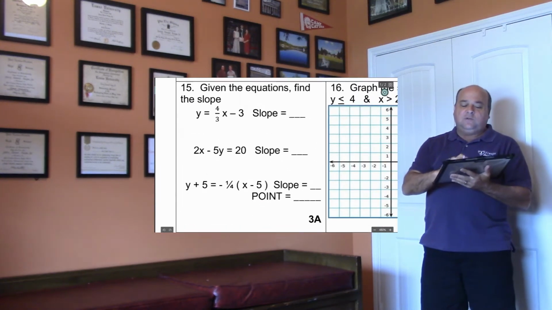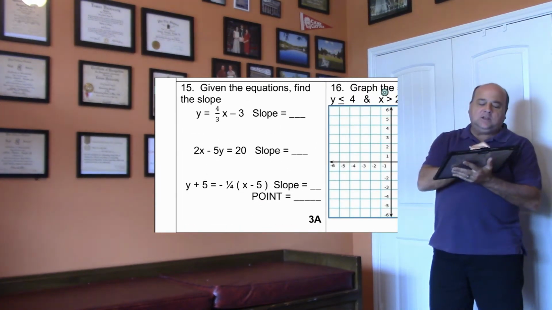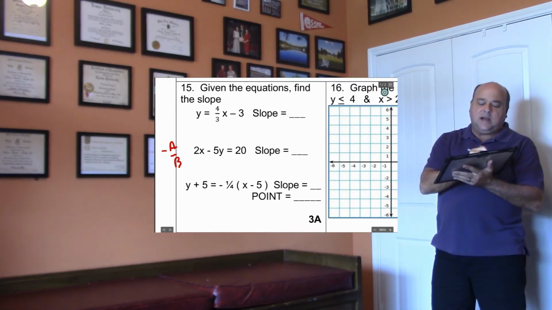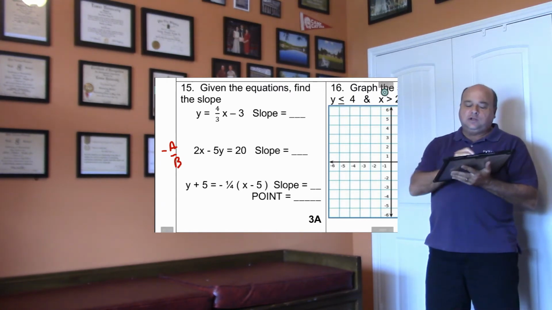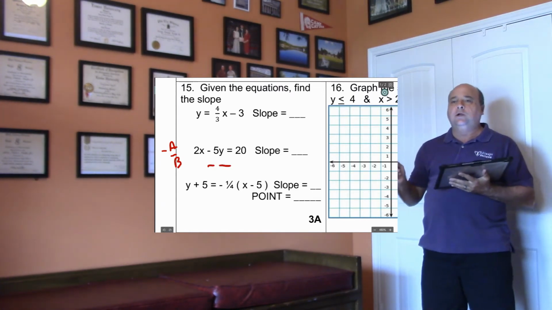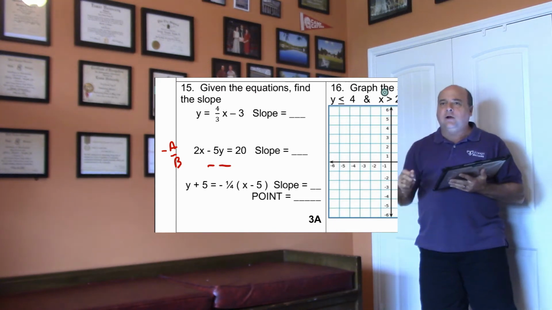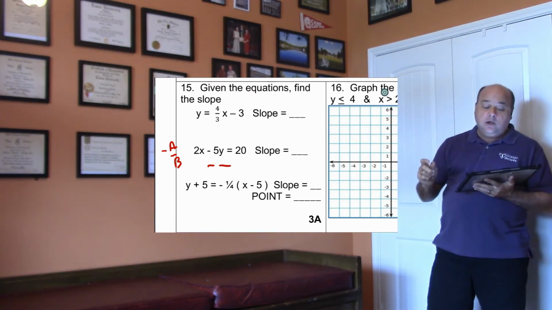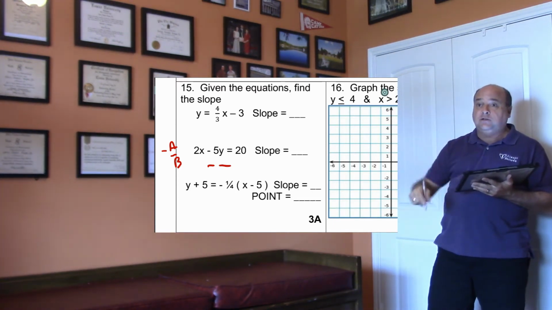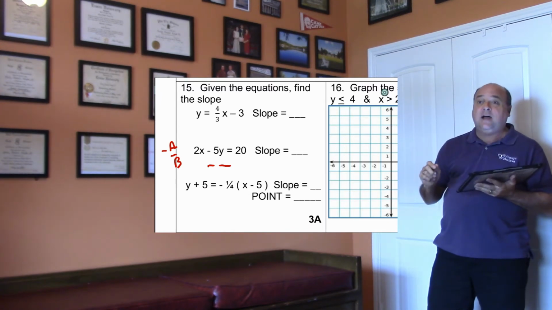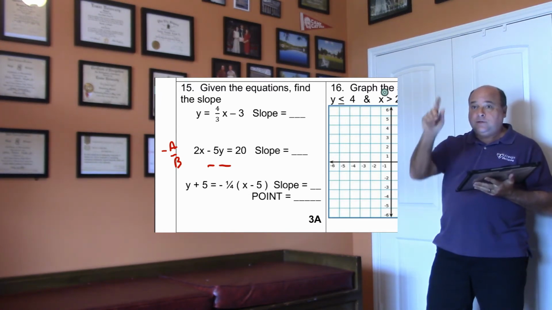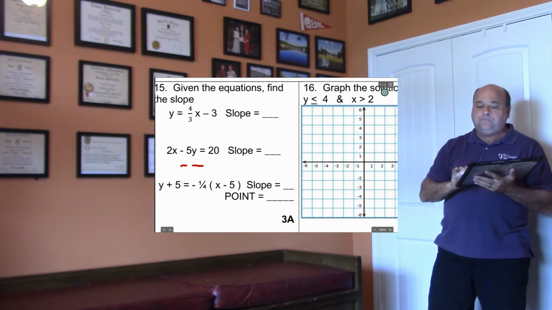Now then, let's go to 15. I'm not going to help you with this, but remember, your slope on standard form is negative A over B. So you would put down negative, fraction bar, wouldn't you? And don't forget how to get your x-intercept and y-intercept. 20 divided by 2 would be your x-intercept. 20 divided by negative 5 would be your y-intercept, wouldn't it? Standard form is pretty cool because you could get all that.